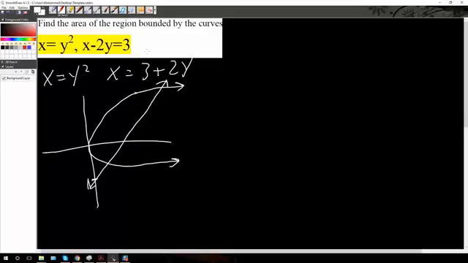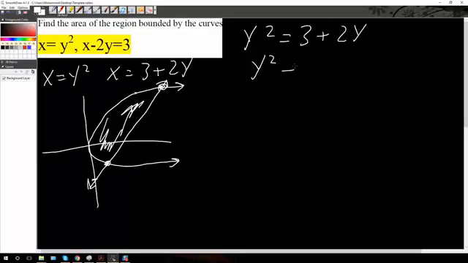So simply, this is just a general idea. We want to find the area of the region bounded by the curves, so we want to find this area. And the most important thing we need is this point and this point. To get those 2 points, we would say y squared equals 3 plus 2y. So y squared equals 3 plus 2y. So we can say that y squared minus 2y minus 3 equals 0.